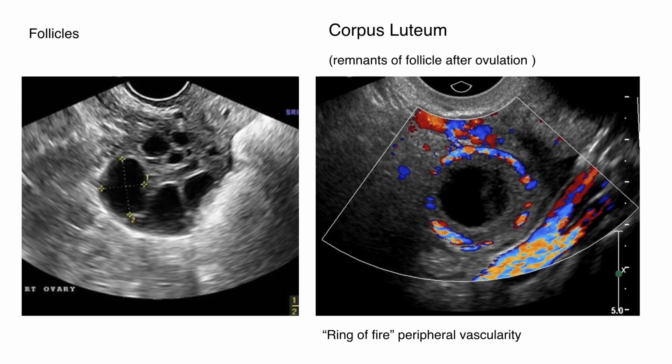So the image on the left shows follicles in a right ovary. And normally, a woman would have 6 to 10 follicles. The image on the right shows a corpus luteum, which is a remnant of a follicle after ovulation. You can see a ring of fire, which is the peripheral vascularity surrounding the corpus luteum.